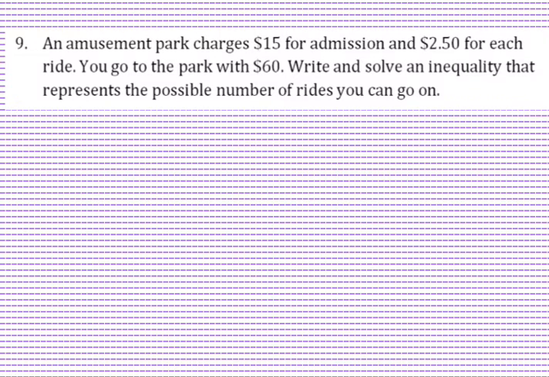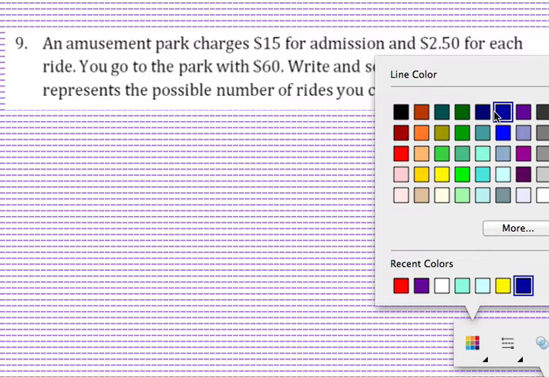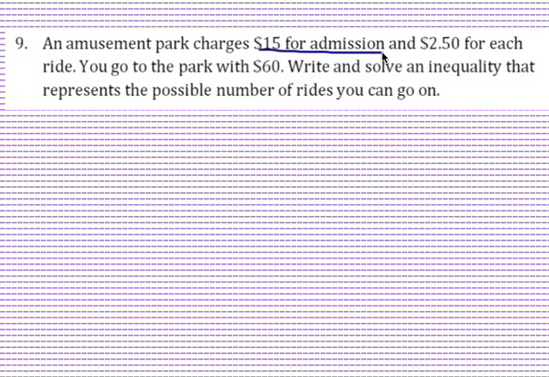Now, let's go ahead and take a look at number 9. It says an amusement park charges $15 for admission and $2.50 for each ride. You go to the park with $60. Write and solve an inequality that represents the possible number of rides you can go on. Well, if you're going to an amusement park and you have $60 in your pocket, can you spend more than $60? No, that's what's in your pocket.